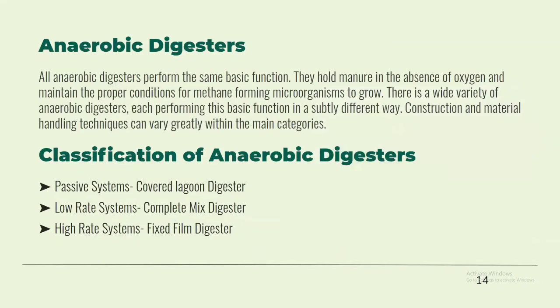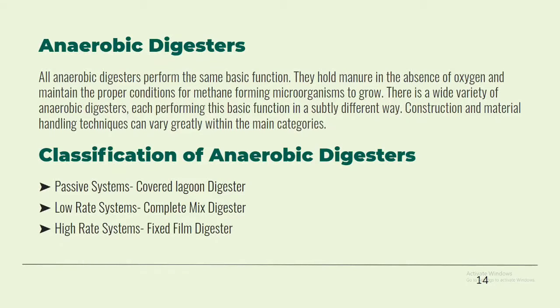So our next topic is anaerobic digesters. Anaerobic digesters are simply an enclosed structure where anaerobic breakdown of manure organic matter takes place. The anaerobic microorganisms convert the organic matter into biogas, which then can be captured and utilized for energy as a flammable gas.